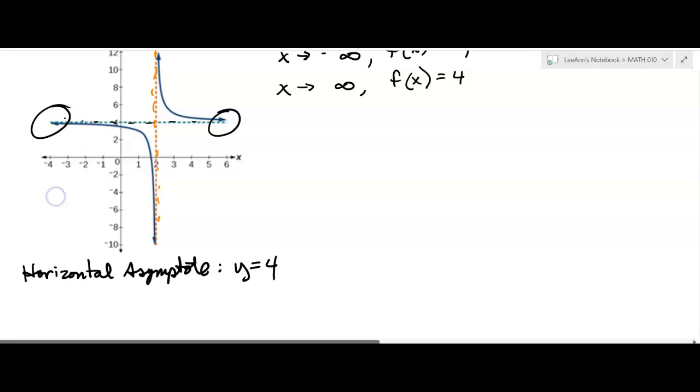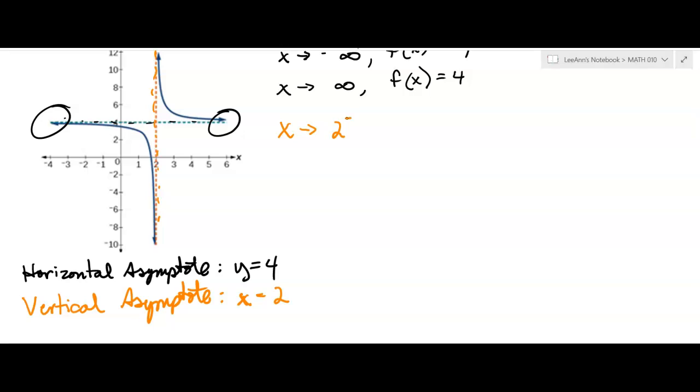Let's scroll up a little bit. So we have a vertical asymptote, asymptote's a fun word to spell, and it's at x equals 2. Okay, so what's happening? As x approaches 2 from the left, so that's how we would write that, 2 with a little superscript of a minus sign. So we're talking about this right here.